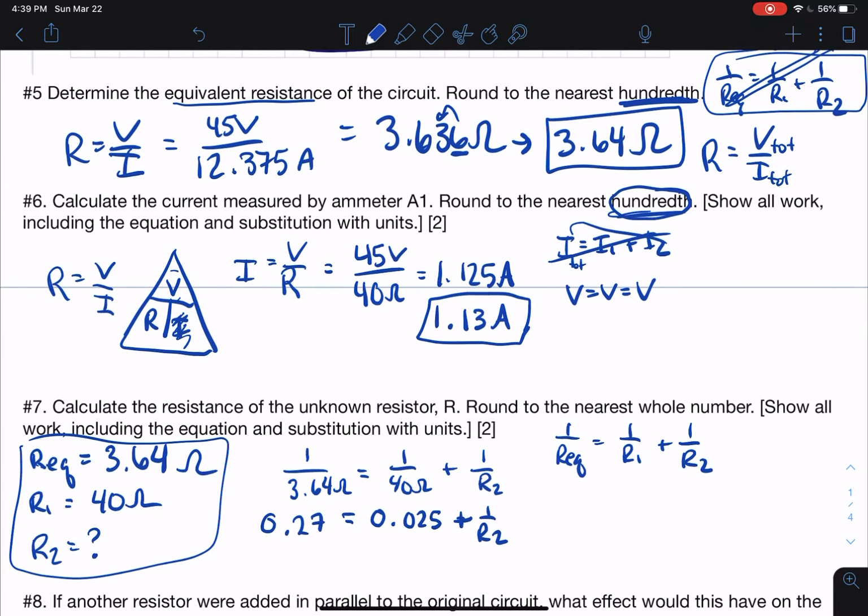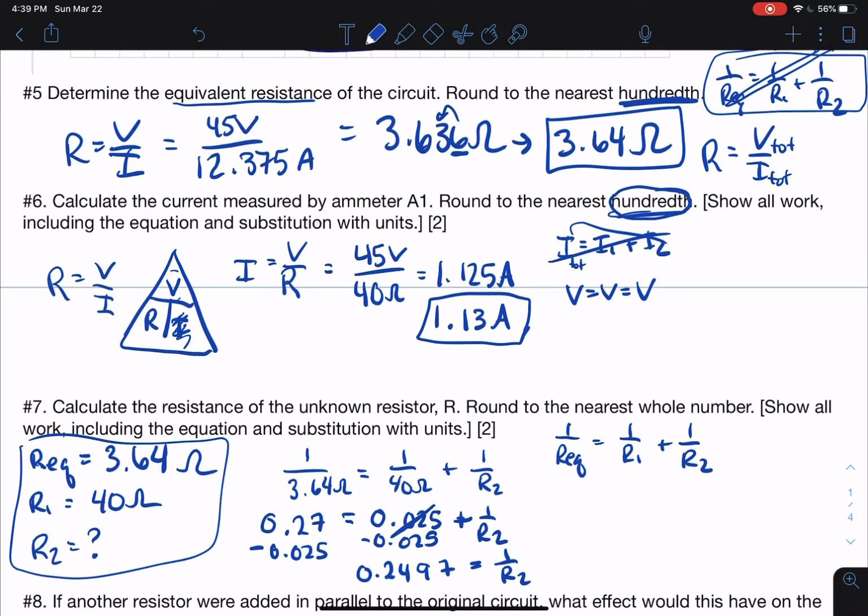So then if we subtract those, 1 over 3.64 minus 0.025, I get, so basically what I did is I did minus on this side, and then of course I have to minus 0.025 on that side, and what I get is 0.2497, a bunch of more numbers, equals 1 over R2.